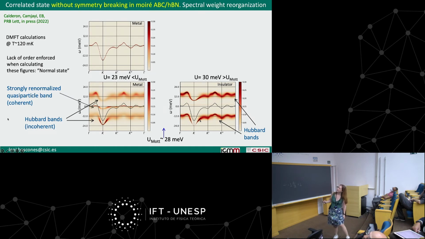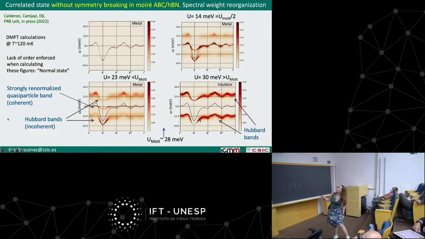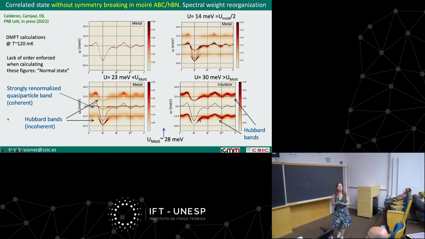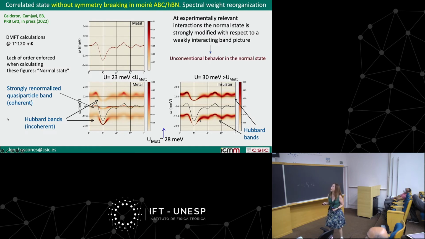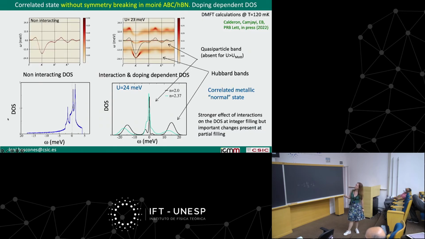So you can see that this band is strongly renormalized, okay? So for this interaction, this is already more in the range that we expect. But even if we go to a much smaller interaction, the effects are still sizable. So what this is telling us is that we do expect to have Mott physics at experimental values.